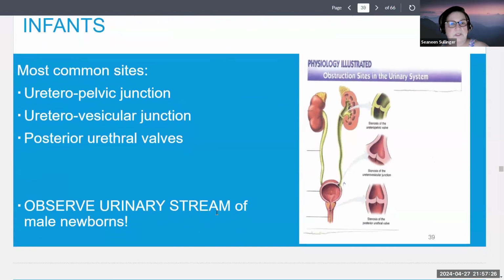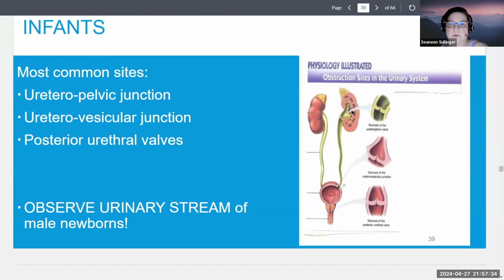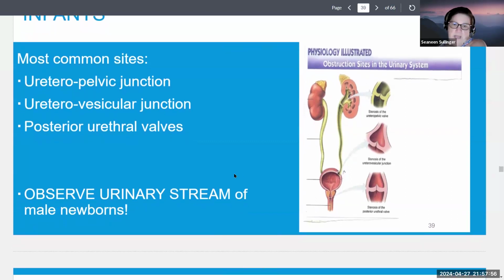So you are always wanting to look at the urinary stream of the male newborns. When we talked about obstructions in the GI tract, but we can also have obstructions in the genitourinary tract. And so this will show you different places that you can have stenosis and blockages, different valves, and that can all cause problems in terms of the filtering of the kidneys and the ureters and problems with the bladder.